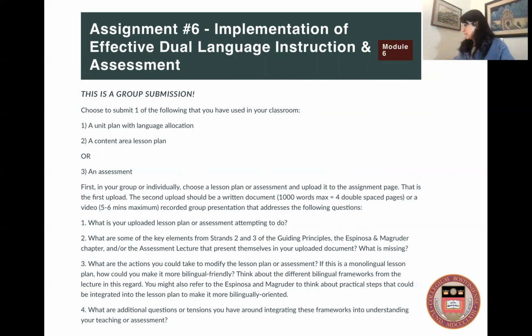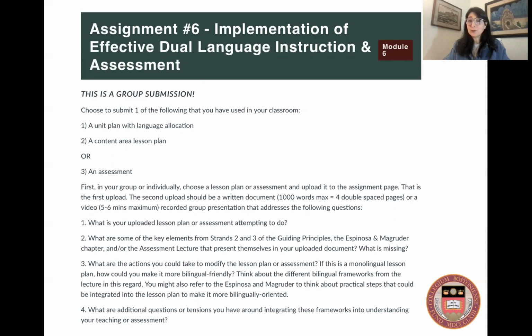And actually this book has some, no, it's not this one, sorry. This one has some unit examples for elementary school literacy with different language allocation. It could be a content area lesson plan as well, or it can be an assessment. So first, in your group or individually, you choose a lesson plan or an assessment or a unit plan. You upload it into the assignment page. And then the second upload is for a document.